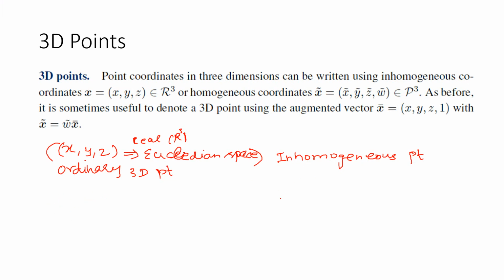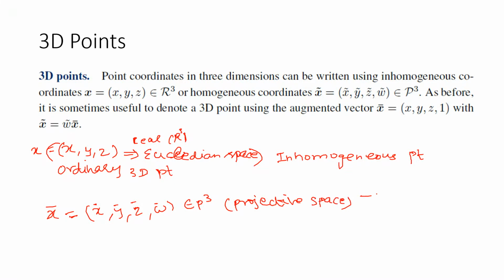In order to represent the point in computer graphics or computer vision, we have to represent it as a homogeneous point. Let us write x equal to x, y, z. We can represent this in homogeneous space using an additional parameter w bar. This is nothing but projective space, and this represents a homogeneous point.